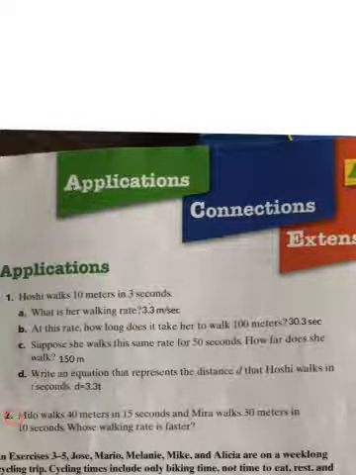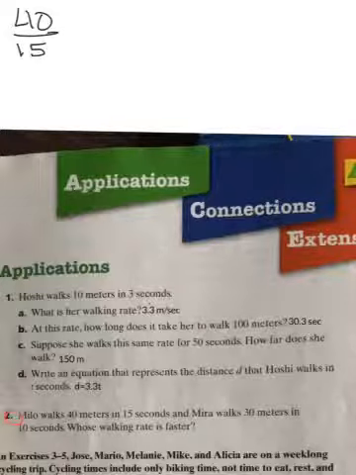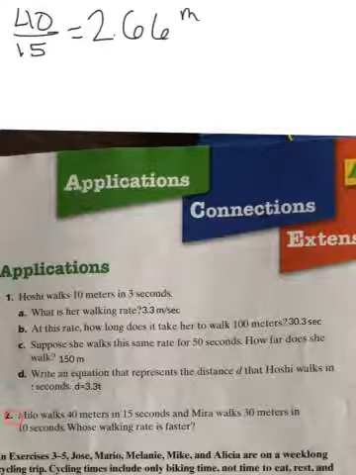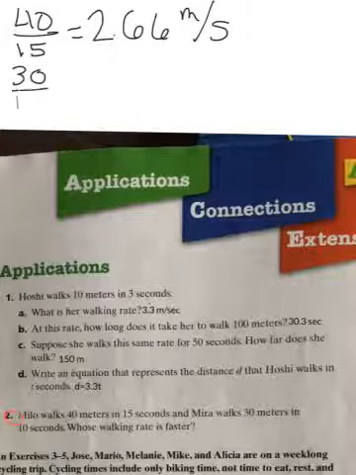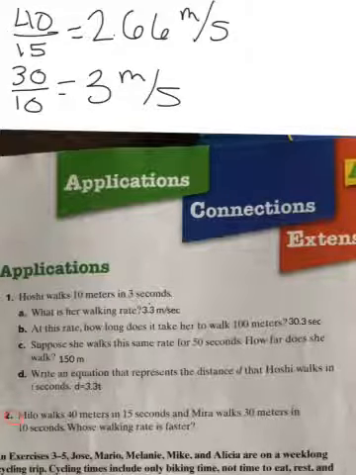Question 2 says that Milo is walking 40 meters in 15 seconds and Mira walked 30 meters in 10 seconds. Who is walking faster? To figure out the answer, we need to find each of their walking rates. So we can take 40 divided by 15 and find out that Milo is walking at a rate of 2.66 meters per second. Mira is walking 30 meters in 10 seconds. Divide those numbers and we find out that Mira is walking 3 meters per second. Therefore, Mira is walking faster.